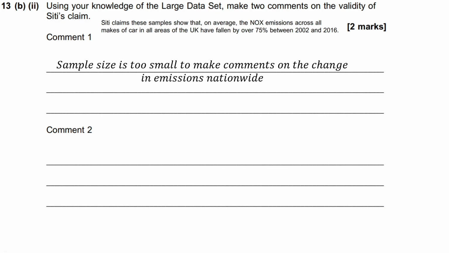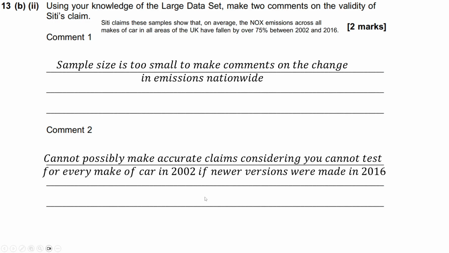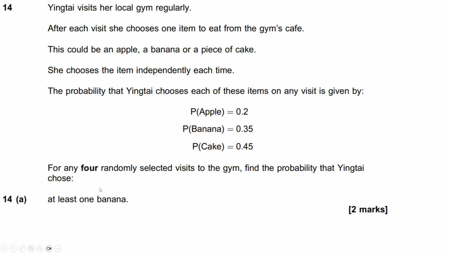Okay, and second of all, it can have been all makes of car because there'll have been more makes of car created in 2016, which might emit different amounts or concentrations of NOx gases. So you can't possibly account for that back then.